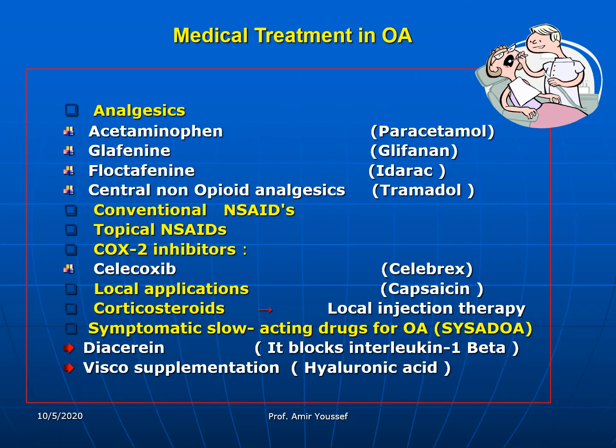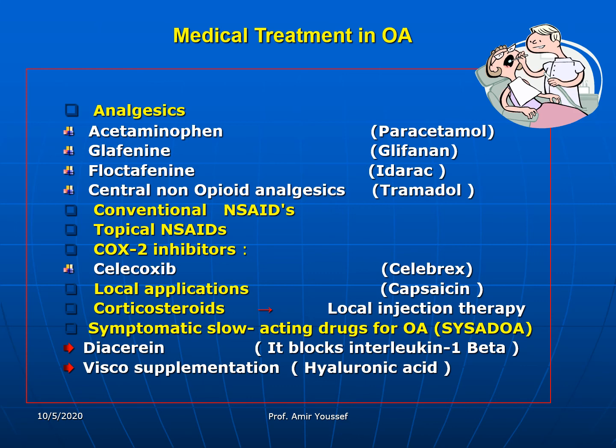Medical treatment of osteoarthritis. Analgesics can be used, such as acetaminophen, paracetamol, clavinin or glivanan, flactophenine or idarac, central non-opioid analgesics, tramadol, conventional nonsteroidals, topical nonsteroidals, COX-2 inhibitors, such as celecoxib, local applications, capsaicin, corticosteroids, local injection therapy, symptomatic slow-acting drugs for OA.